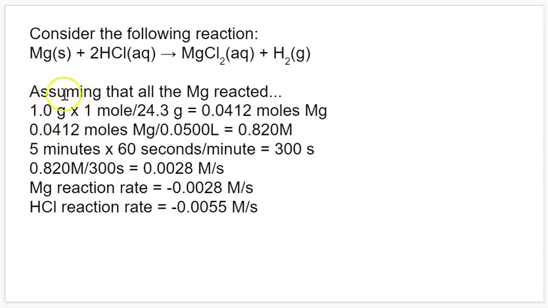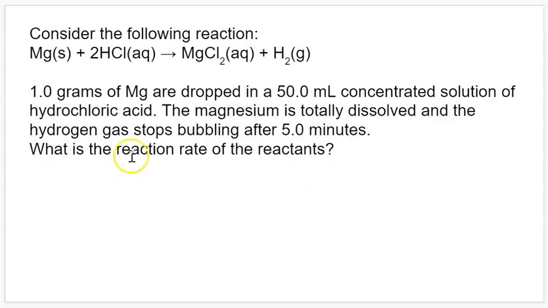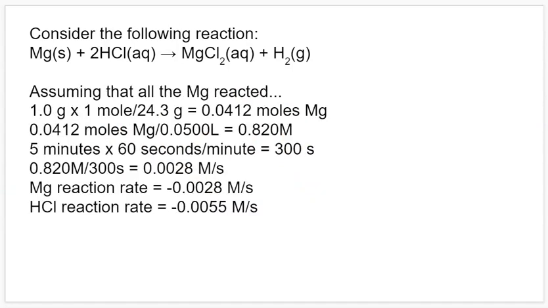So we can use that as our reference point. So first I turn my grams into moles. So that's 0.0412 moles of magnesium that are reacting. And I know that it's in a total volume of 50 milliliters. So if I divide those moles by the total volume, which is 0.05 liters, I get the sort of theoretical concentration of magnesium, even though it's not entirely in solution the whole time since it's dissolving in the acid. But that gives me sort of a theoretical concentration of 0.820 molar. And I know that the reaction took a total of 5 minutes. So that's going to be my time.